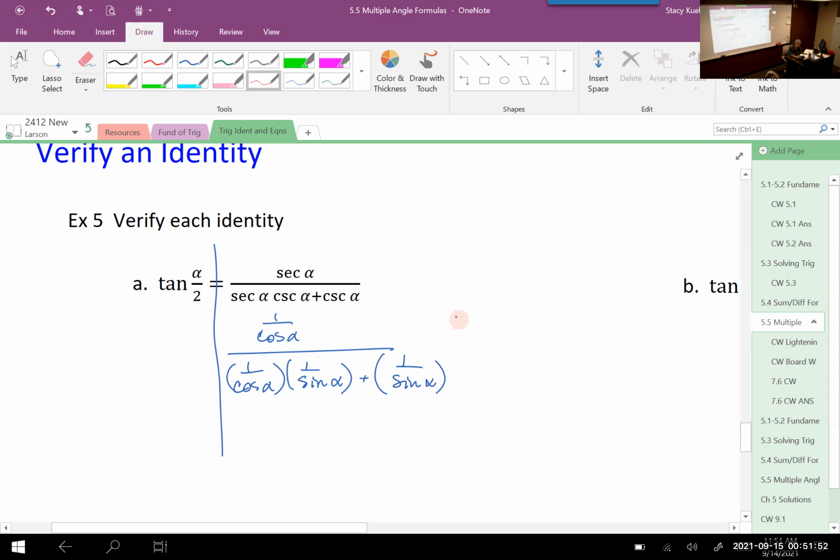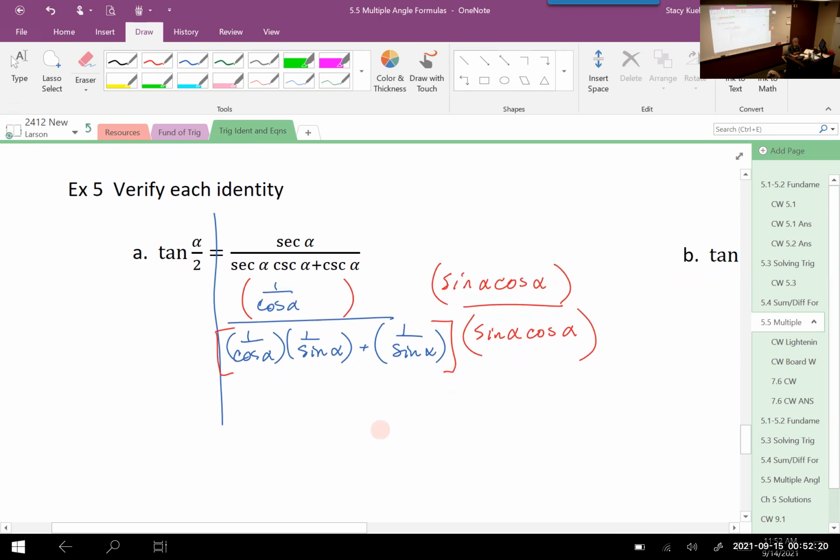So I'm gonna multiply the numerator by sine alpha cosine alpha. But what about the plus sign? Well, let's multiply it out, see what we get. And I'm gonna multiply the denominator by sine alpha cosine alpha. Would we have to also multiply the sine alpha along with it? Is that included with the sine alpha cosine alpha that you're multiplying with? I'm gonna multiply the entire denominator that's written in blue by the entire denominator that's written in red.